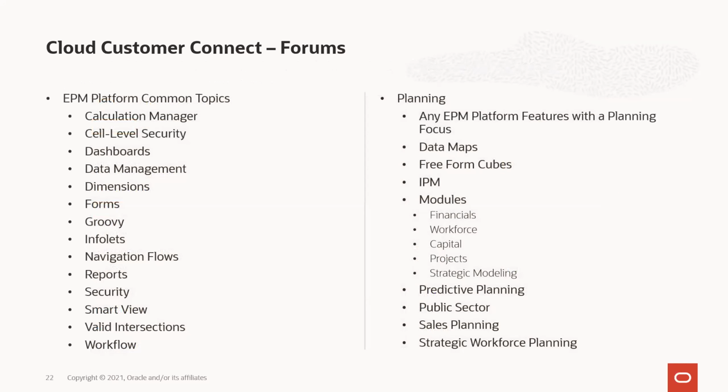And what is the major difference? So the EPM platform one is meant to be, because we have financial consolidation and close, we have tax and soon profitability and cost management all using the platform. So there are some common things that apply to all of them. Like if you have a question or something around forms or Calc Manager, cell level security, dashboards. I'm not going to read every bullet point on this list, but these are the things that are typically common across the EPM platform. So you can use the EPM platform forum for those types of questions or troubleshooting, reports, security, Smart View, valid intersections, workflow, things of that sort.